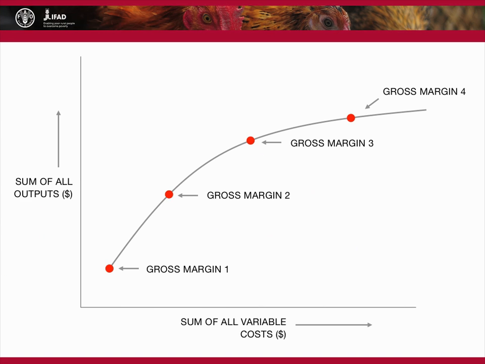We can draw a line that represents the relationship between the level of variable inputs and the level of outputs. Each point on this line, in turn, represents a gross margin. As the variable inputs increase, one imagines that the level of outputs also increases. But which of these points is the best?